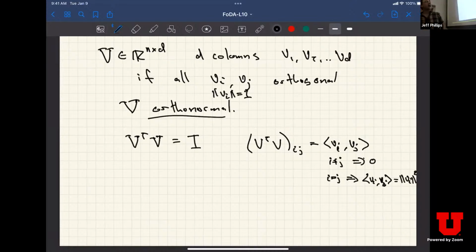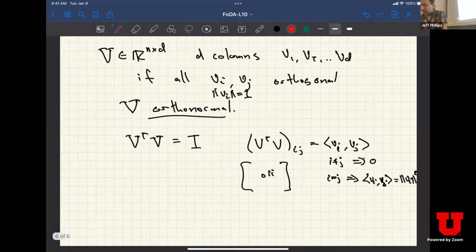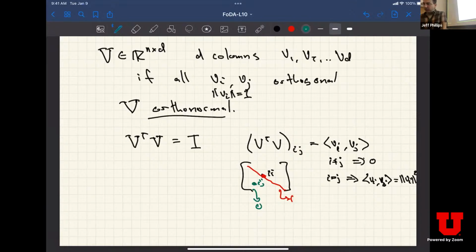All right, so that means the entries along the diagonal, where i equals j, are going to be 1s, and the values ij off the diagonal are going to be 0. So that's for all the values in here. And what I'm going to get is the identity matrix. Okay, but that's not true.